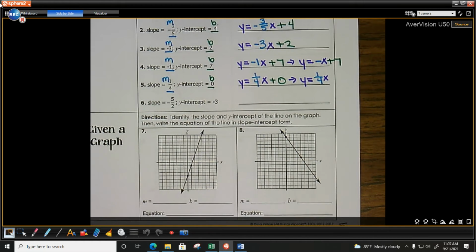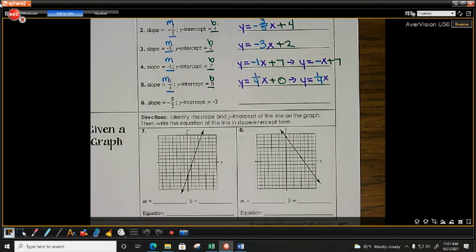Y'all think you can do the last one on your own? Yeah. Do the last one on your own really quick. Come on, guys, we are doing number 6 on our own.